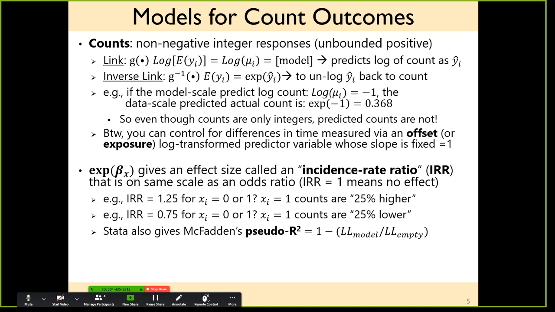Negative slopes, what can negative slopes be in odds ratio / IRR land? What range do they take? 0 to 1, and positive slopes go 1 to infinity. Same story.